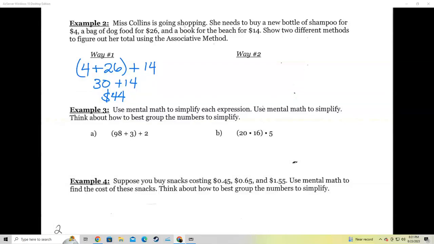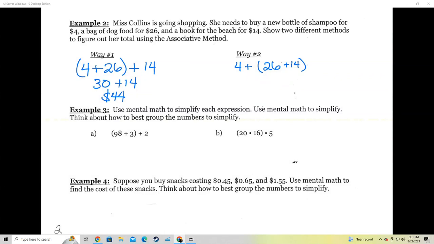The second way of doing this is to think that she only bought 1 item at the first store and 2 items at the second store. So at the first store, she only spent $4 plus. But at the second store, she bought 2 items, so we're going to put that one in parentheses. And over there, she bought $26 worth of dog food and $14 for the book.